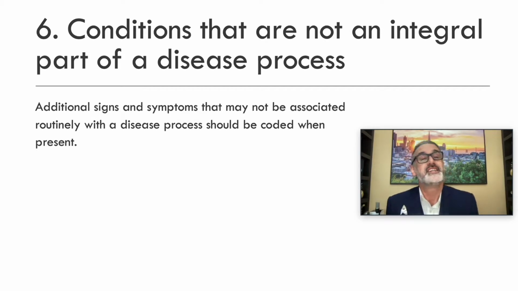And part number 6, conditions that are not an integral part of the disease process. And then, again, a short little guideline rule here. Additional signs and symptoms that may not be associated routinely with the disease process should be coded when present. So if the patient has a definitive diagnosis, but other signs and symptoms that are not associated or linked with that definitive diagnosis, we would code the definitive diagnosis, but then any additional signs or symptoms that the patient may have that are not part of that definitive diagnosis. Because the patient could have a lot going on. So we code what's definitive. Any signs or symptoms that are not part of that definitive diagnosis, we would be coding those signs and symptoms separately.